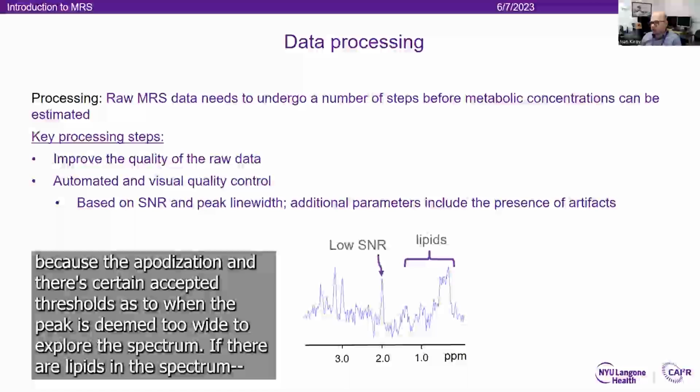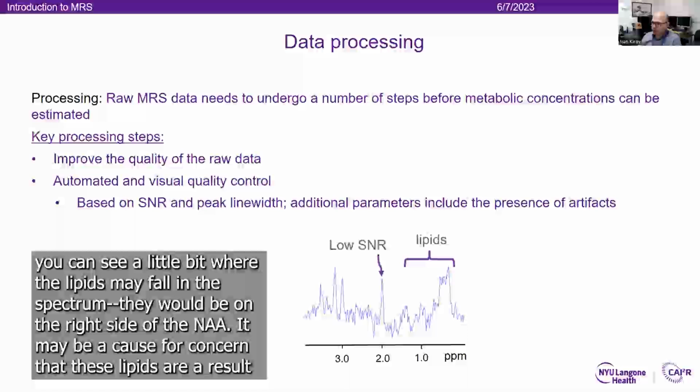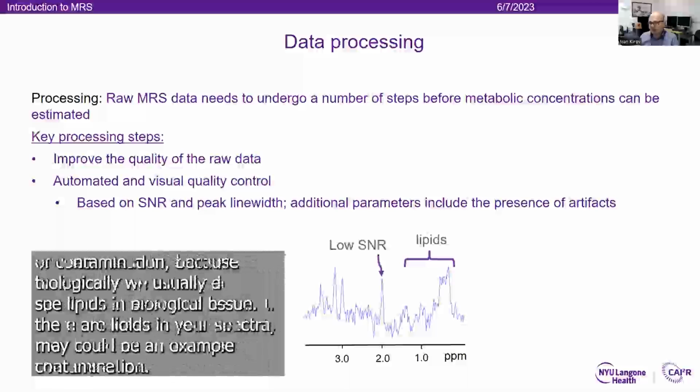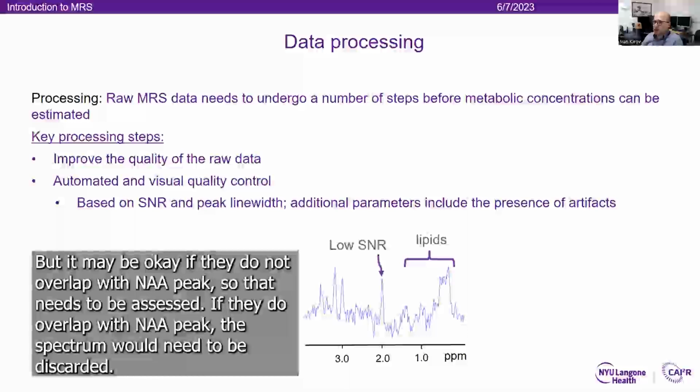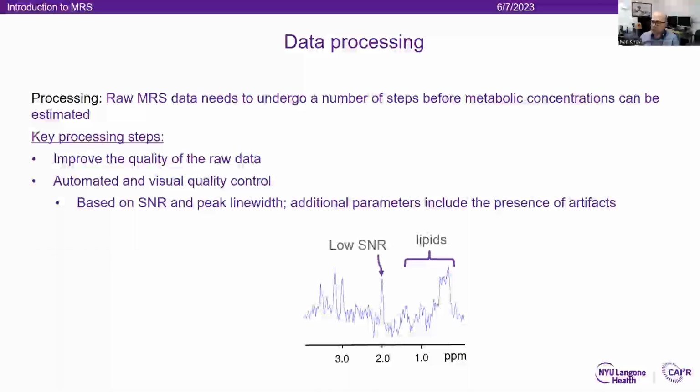If there are lipids in the spectrum, you can see where the lipids may fall, on the right side of the NAA. It may be a cause for concern that these lipids are a result of contamination, because biologically we usually do not see lipids in biological tissue. So if there are lipids in your spectrum, it could be a result of contamination, but it may be okay if they do not overlap with the NAA peak. That needs to be assessed. If they do overlap with the NAA peak, the spectrum would need to be discarded.